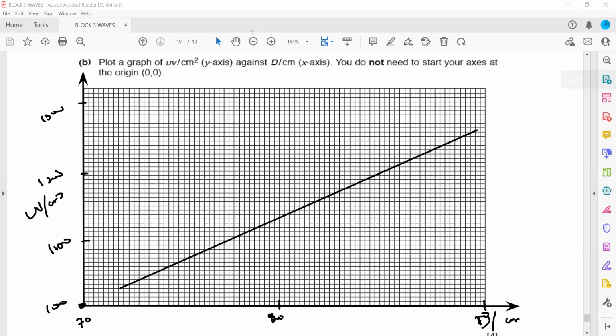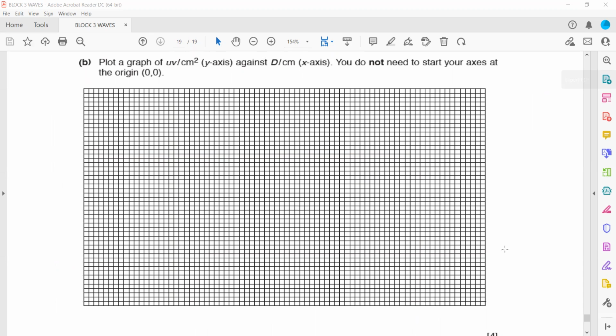Then we have to find the gradient. The next part, the gradient is, take any two points on your line and try to take maximum spacing for an accurate answer. So if you take like 5 centimeter distance between the two points, the first point on the y-axis is y1, and the first point on x-axis is x1. The second point on y-axis is y2, and the second point on x-axis is x2. So we'll use the formula y2 minus y1 over x2 minus x1 to get the gradient. According to your graph, you will use the values to find the gradient.